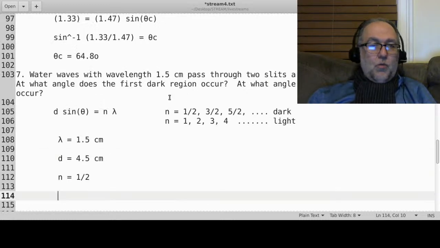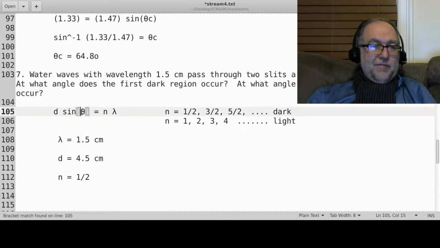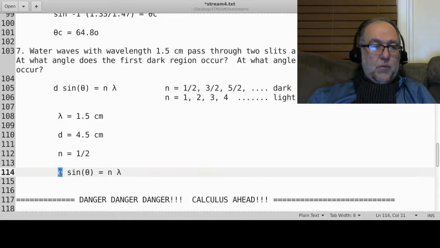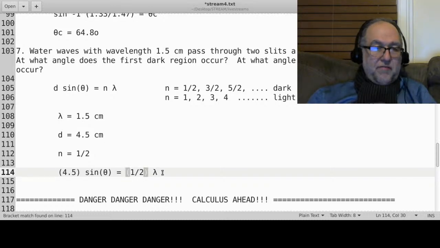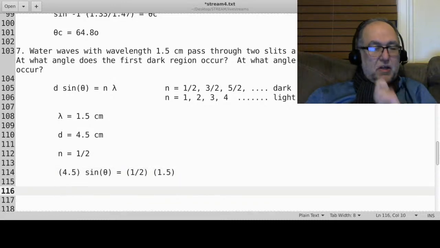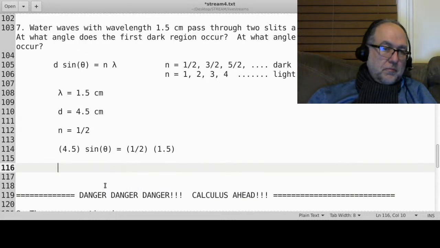And what do we want to find? Well, it asks what angle, so we want to find theta. Okay, so take this formula and substitute in. For d, we've got 4.5. Theta, that's what we're trying to solve for. N, we just said, was a half. And lambda is 1.5. Okay, so what's this work out to?